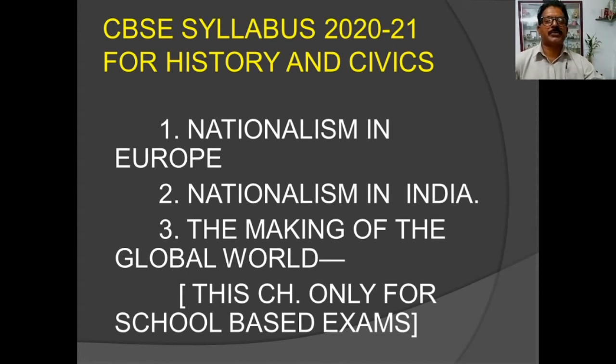This is the CBSE syllabus for 2020-21 for history and civics. You will have to study nationalism in Europe. The second chapter, nationalism in India. The third chapter, the making of the global world. This chapter, the making of the global world, will come only for school-based exam. For any exam conducted in the school, you may be asked questions from this chapter. But for CBSE exam, no questions will come from the third chapter, the making of the global world. I think it is clear.